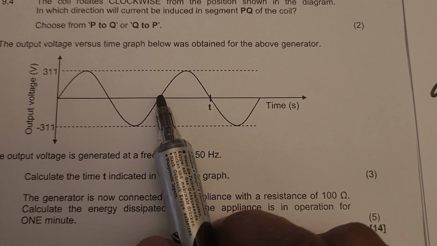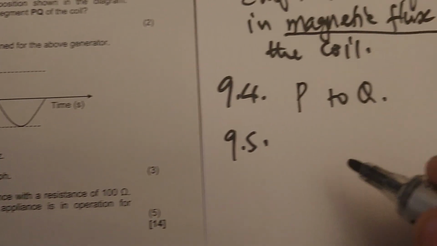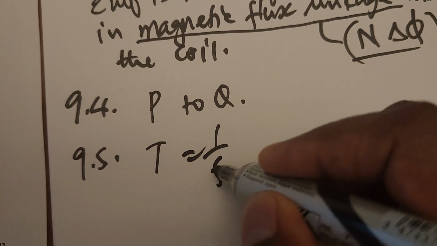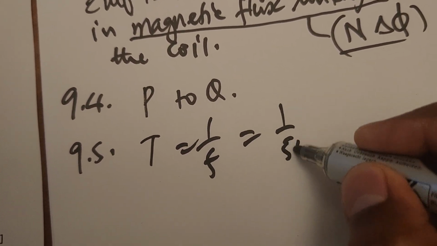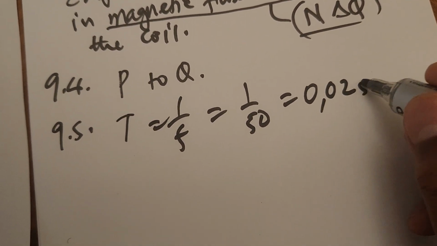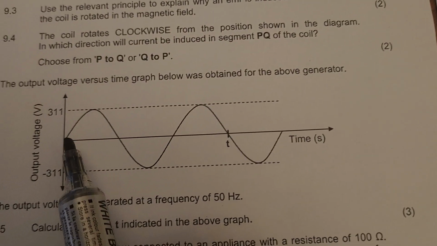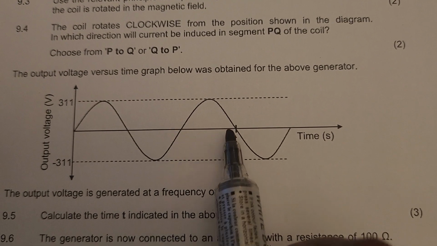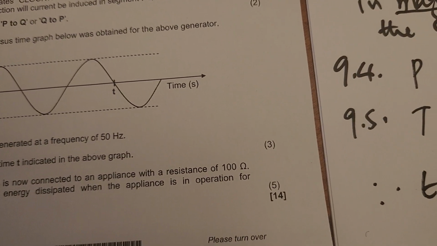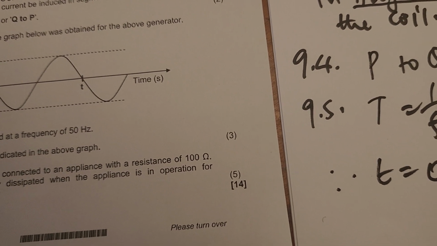The period up to here is a full wave. Then it means that our period will be the same as 1 over frequency, which is 1 over 50. Therefore, it's 0.02 seconds. If from here to here is 0.02, therefore t will be 0.03 seconds.